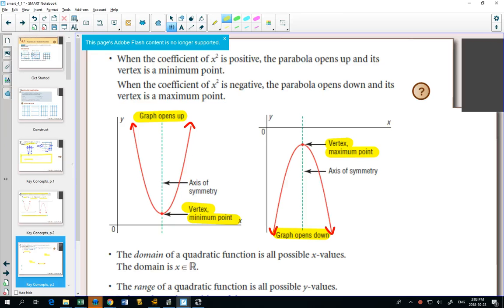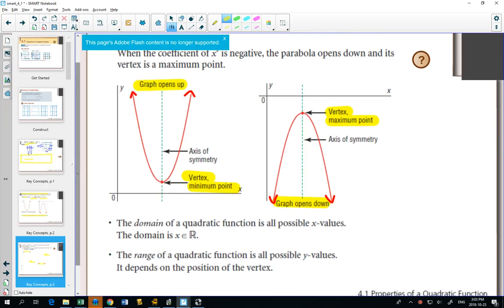We're going to be asked to describe the domain and range of our parabolas. The domain are your x values. So since a parabola goes up forever and goes to the right forever and to the left forever, there's no value of x that's impossible. We say the domain is everything, and we write it as x belongs to an element of the real numbers. The range, though, your y values, is going to depend on the vertex.